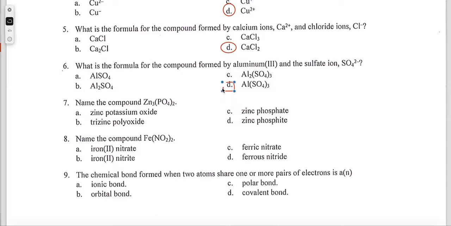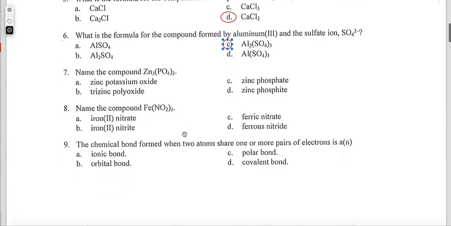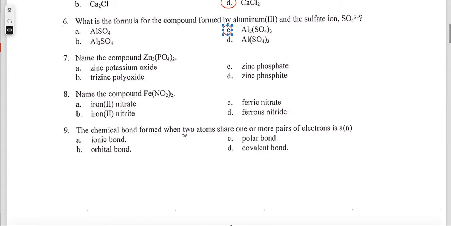No, that's not right. Sorry, guys. We should be looking at letter C. Okay. I basically just did the switcheroo. I'm going to make that a little bit easier for you guys to see here. The aluminum is going to take the 2, and then the sulfate is going to take the 3 from the aluminum. So there we go for number 6. Sorry about that confusion.